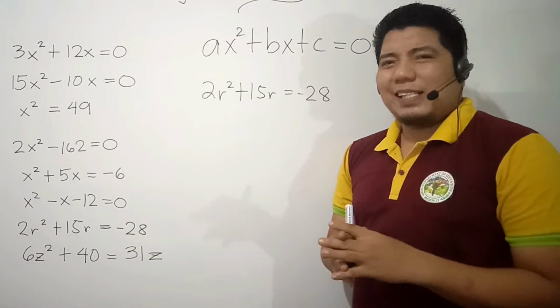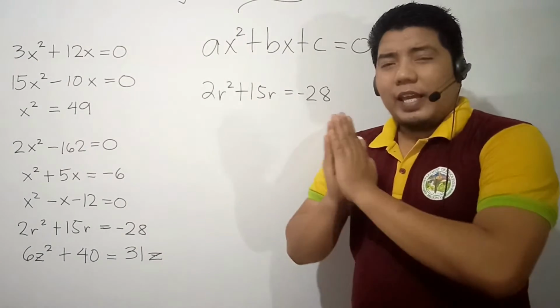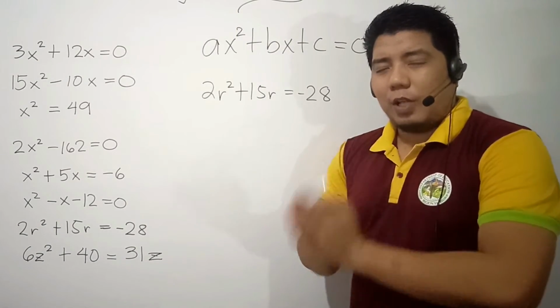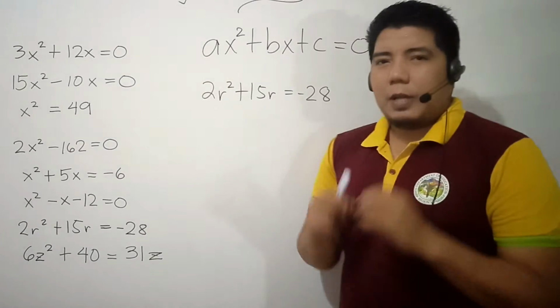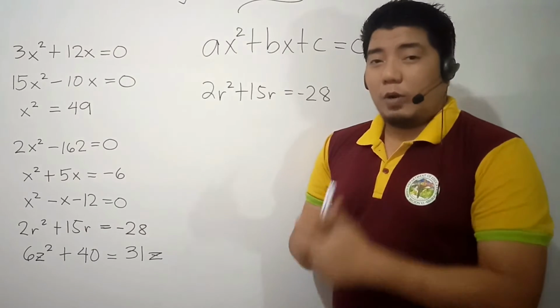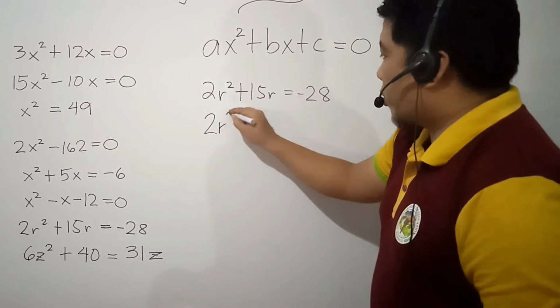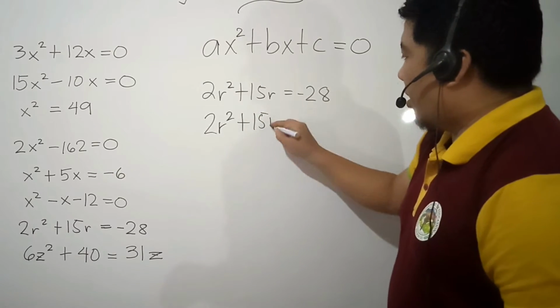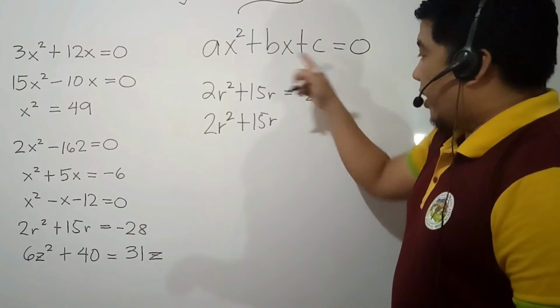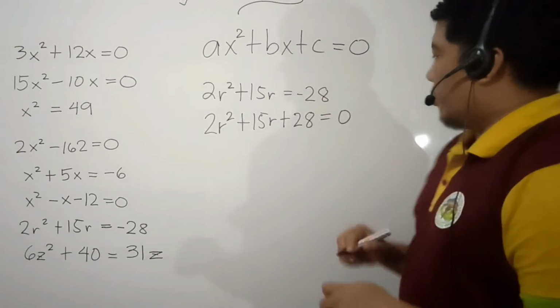Okay, second to the last example. This is the final scenario where your a is greater than 1. We have 2r squared plus 15r is equal to negative 28. First step is to arrange the equation into standard form. So we have 2r squared plus 15r. We transpose negative 28. This will become plus 28 and we have equal to 0.